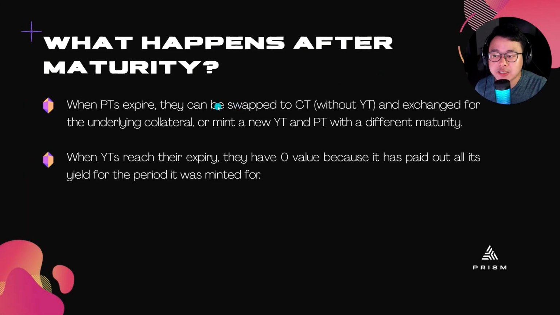So what happens to these tokens after they hit expiry or maturity? When principal tokens expire, they can be swapped back into the collateral token without the yield token and then can be exchanged for the underlying collateral or can be minted into new YT and PT with a different maturity date. And for yield tokens, once they reach their expiry, similar to a bond, but again this is not going to be immediate, this is going to come later in Prism V2.